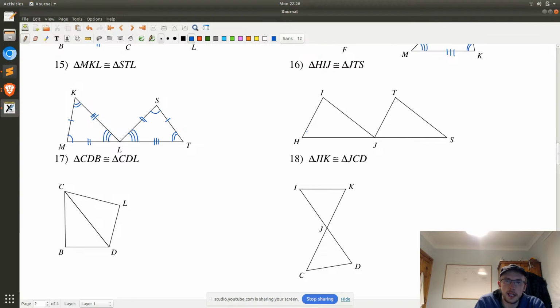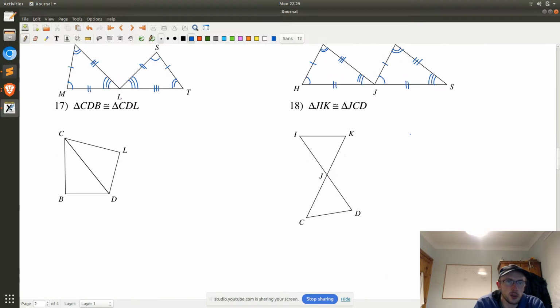Triangle HIJ is congruent to triangle JTS. So JTS there, like that.